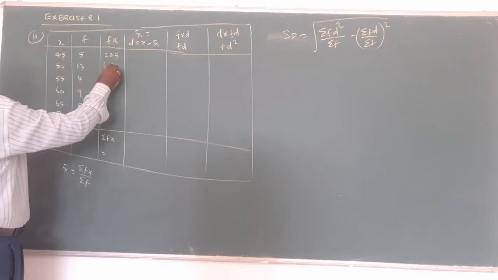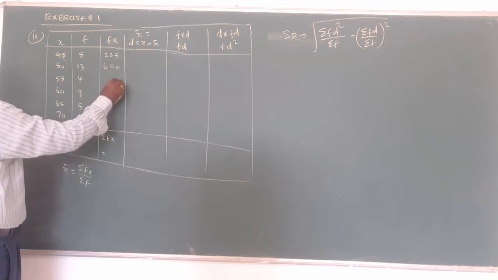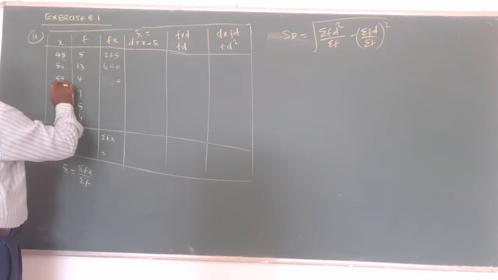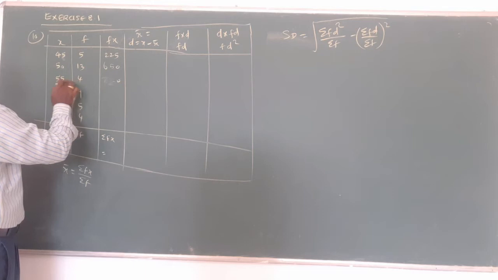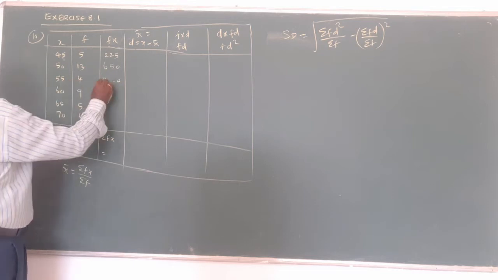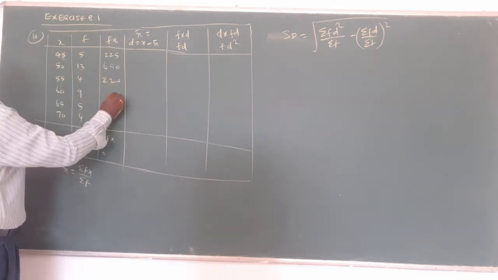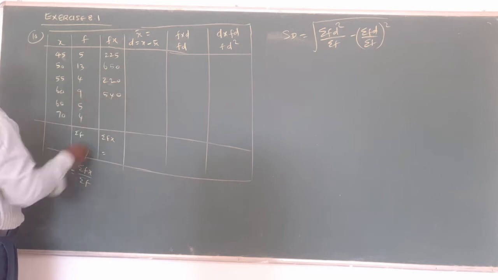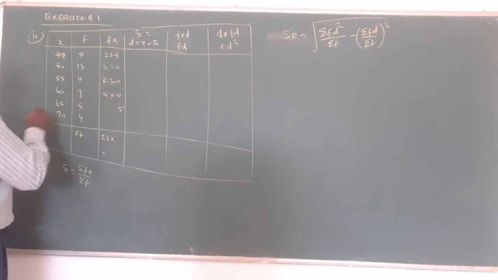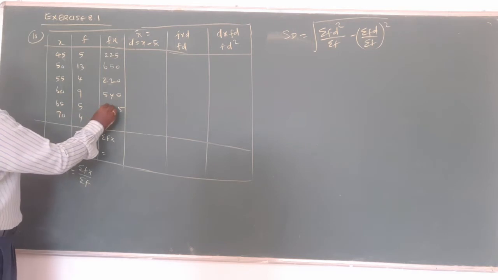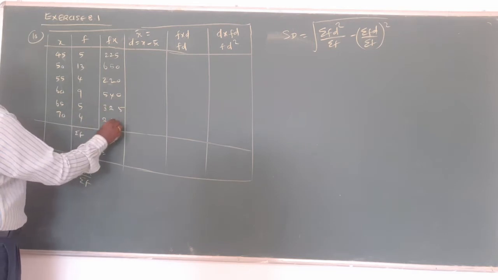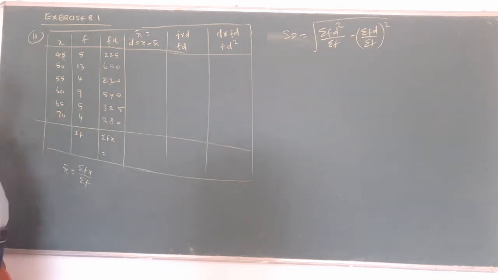Multiply 225, multiply 650, multiply 220. What is the answer? 222. Next step, 0, 54, 54. 25, 32. Here 380. Am I right? Now adding all the values, we get the answer. Adding sigma fx and also sigma f. What is the answer?